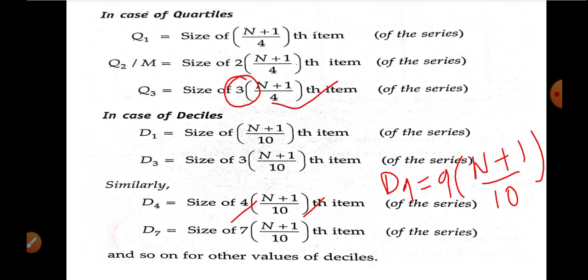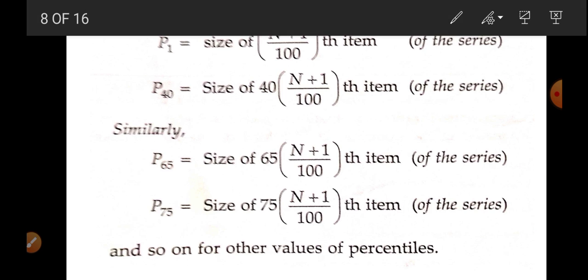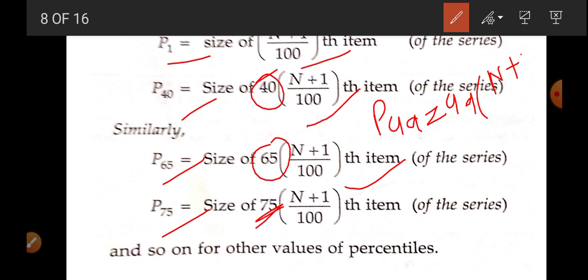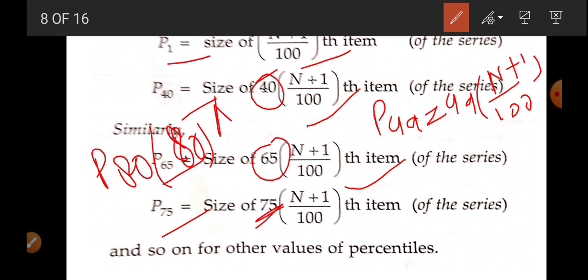Okay, now percentile. It divides into 100, so P1 is (n+1)/100. P40, so 40 we will write outside, and the same will be for P65, so 65(n+1)/100, P75 is 75(n+1)/100, with the number outside. Suppose we have to calculate P99, it will be 99(n+1)/100. If you are going to calculate P80, it will be 80(n+1)/100. So whichever number you have to calculate will come on this side, and the rest (n+1)/100 remains.